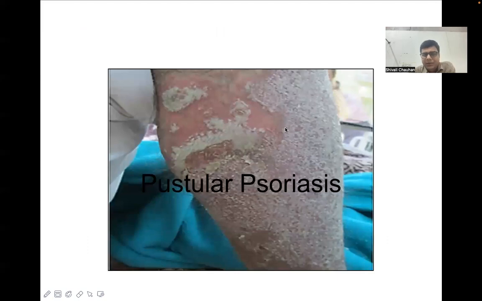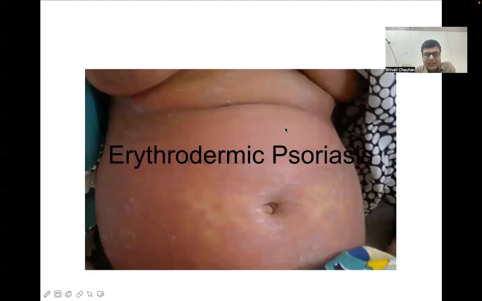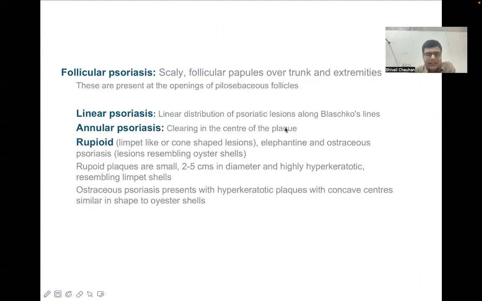You see the pustular lesions of pustular psoriasis. See the whole body involvement in erythrodermic psoriasis. Then we'll be seeing follicular psoriasis. These are scaly follicular papules over the trunk and extremities. These are present at the opening of pilosebaceous follicles.